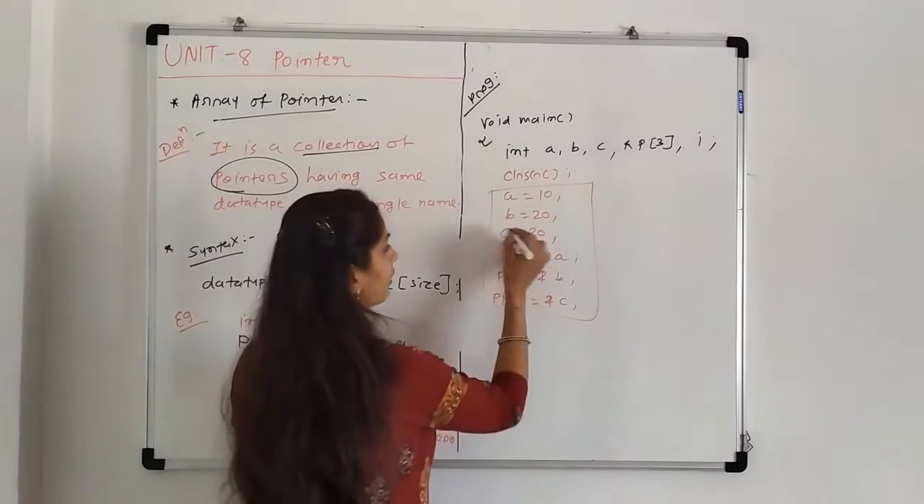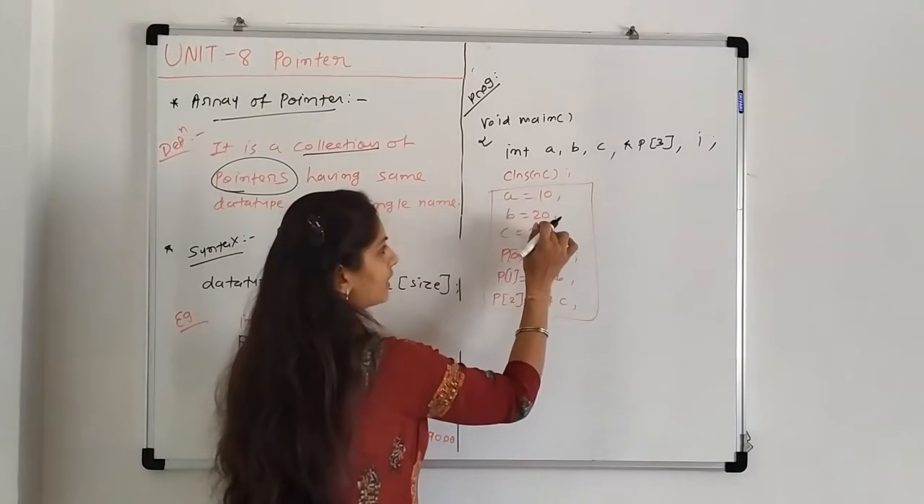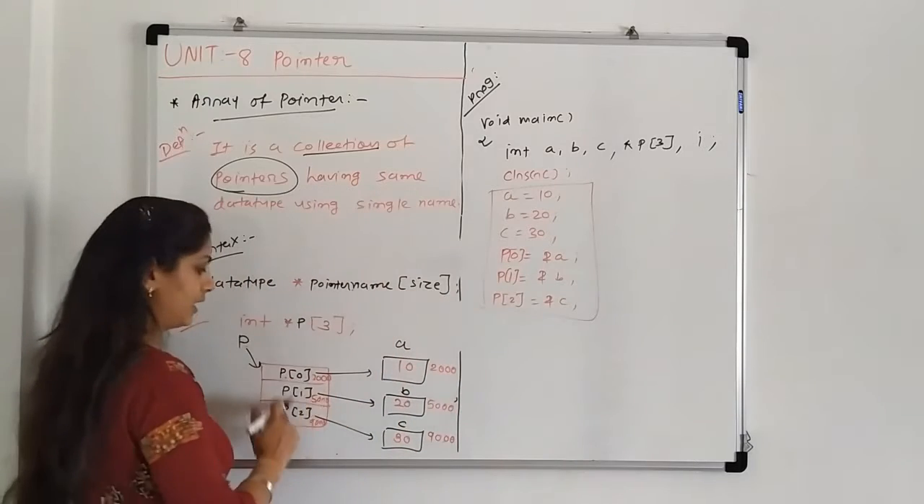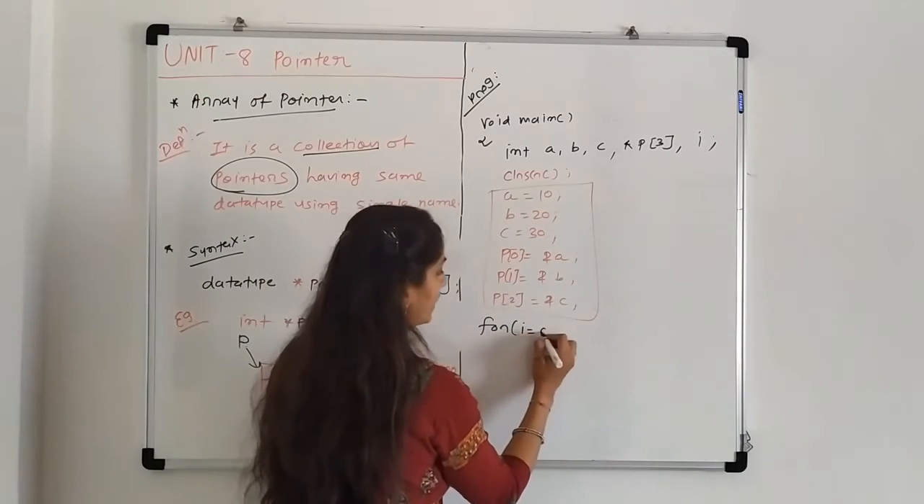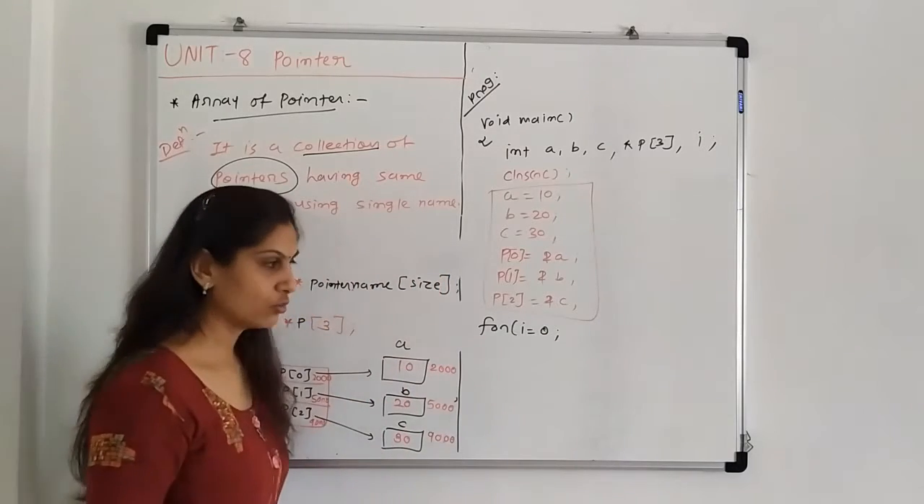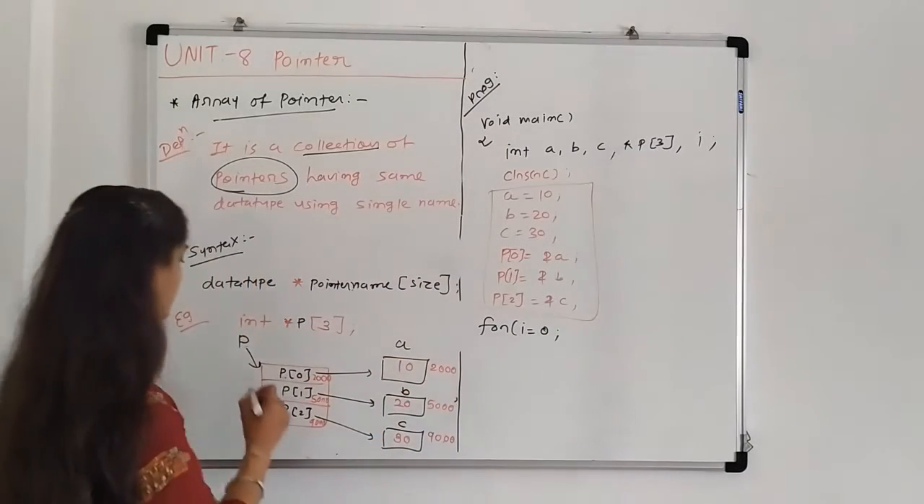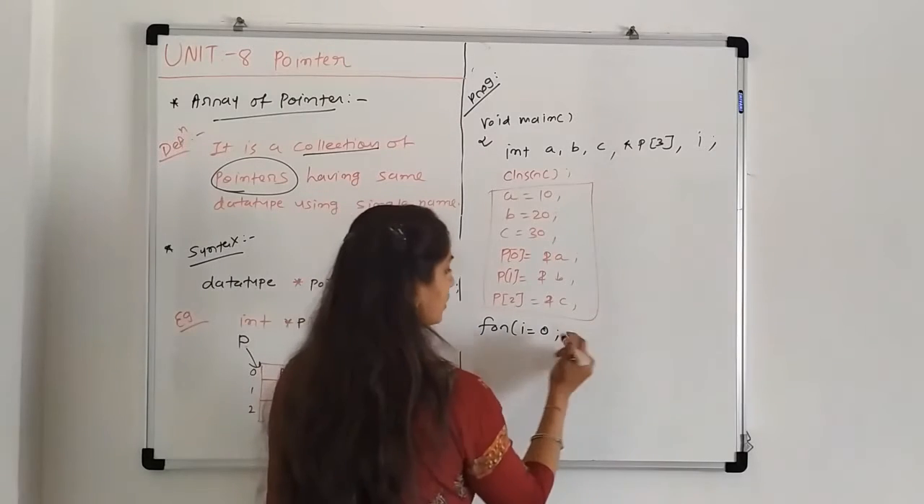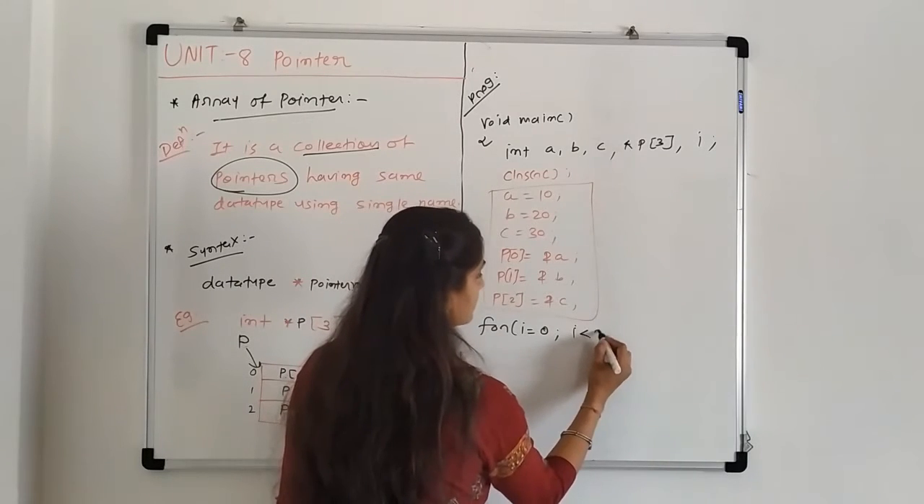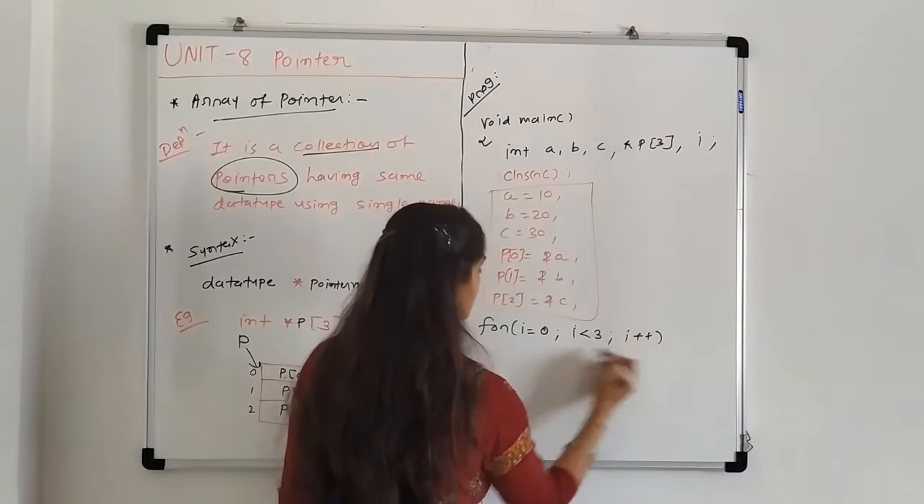Now we have to print 10, 20 and 30 using the array of pointer. For that we have to write a for loop. I always start with 0 because the array index is always 0, 1, 2. So I start with 0, I less than 3, I plus plus.